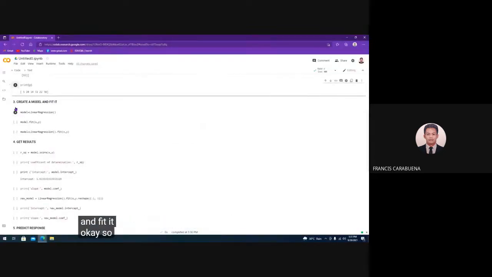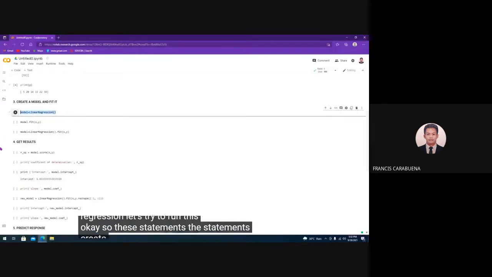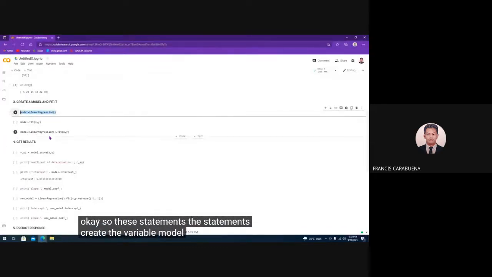Okay, so first, this step is to create a linear regression model and fit it using the existing data. So let's create an instance of the class LinearRegression, which will represent the regression model. So let's type here model = LinearRegression(). Let's try to run this.